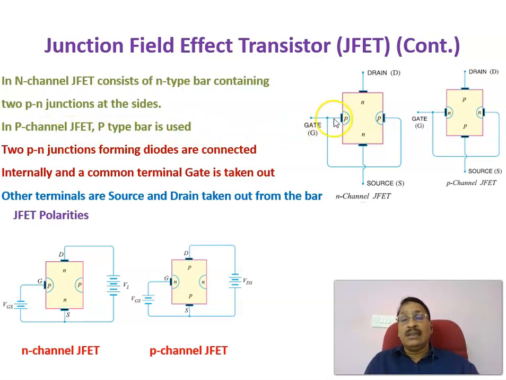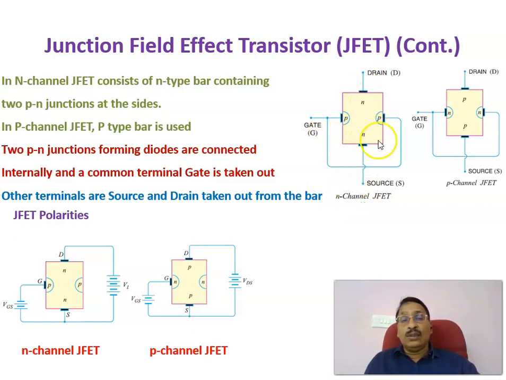P type material in the n type is diffused. Therefore, these two PN junctions forming the diodes are connected. That is, the two diodes are connected together internally. That is called the gate terminal. Therefore, other terminals, source and drain, are taken out from the bar through a metallic contact. So this is the source, this is the drain, and this is the gate.